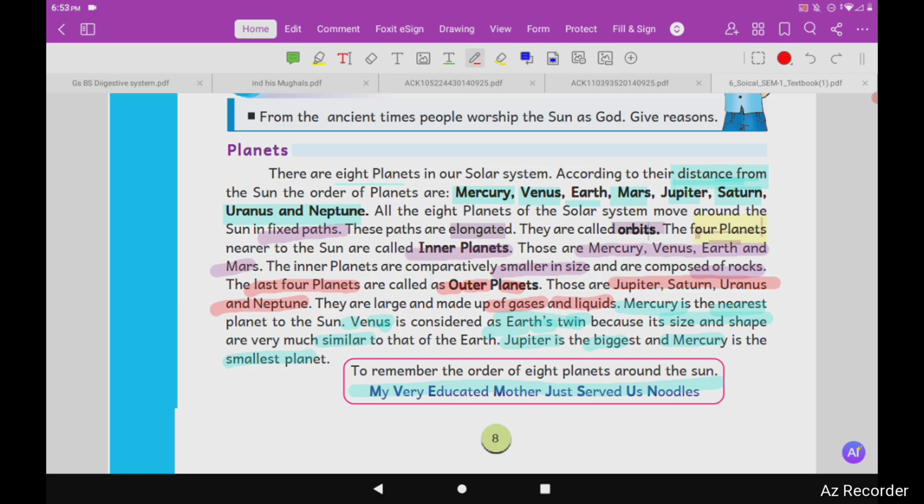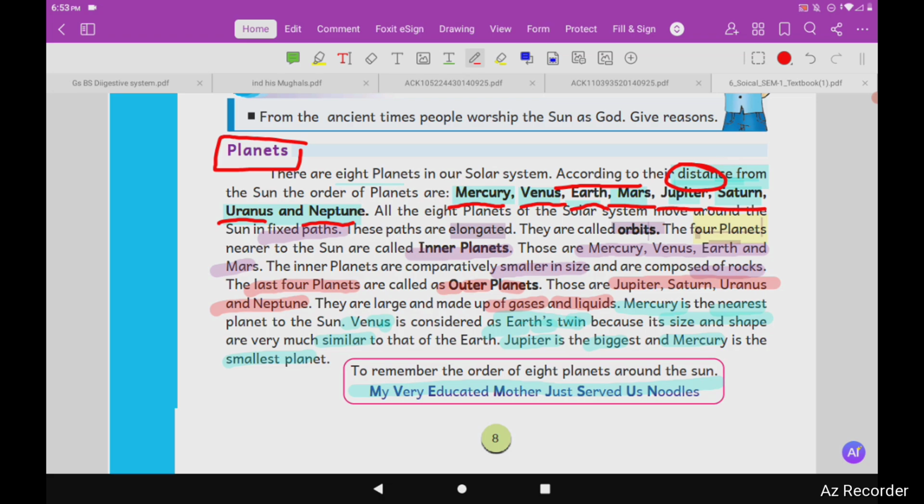What are planets? We know very well there are 8 planets in the solar system. According to distance, the first planet is Mercury, then Venus, and then follow Earth, Mars, Jupiter, Saturn, Uranus, Neptune. All these are the 8 planets in our solar system.